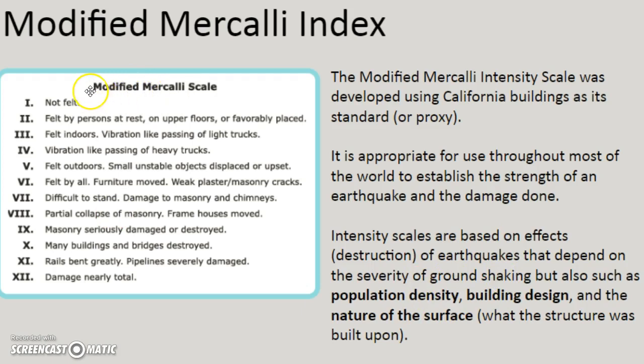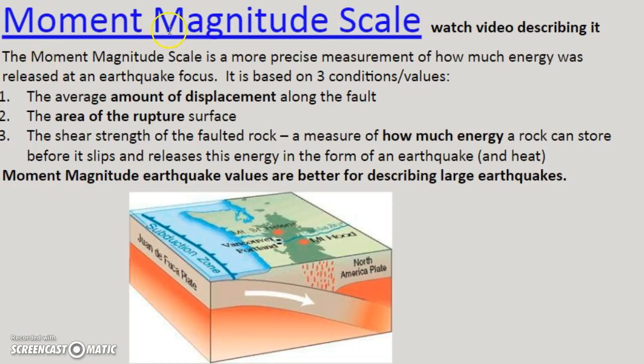But if you look at the modified Mercalli, you can simply see here that the damage, when you get up to the 12 scale, is almost total damage. Whereas an 11 would be, even rails on trains would be severely damaged, and pipelines would be severely damaged. So you have a scale here that is subject to a couple of variables that makes it a little bit more subjective, less quantifiable. And finally, we get to the moment magnitude scale.